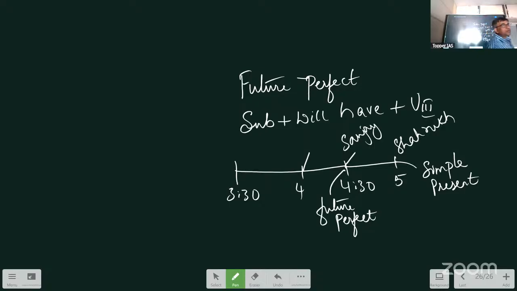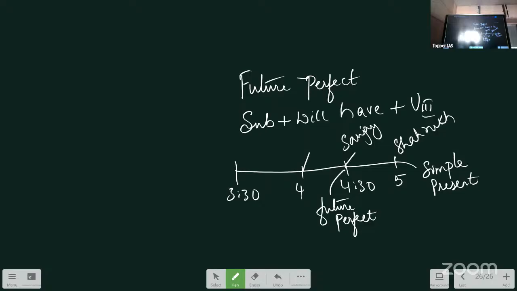I will have got my results by July. I will write my exam in June, but now it is still March. I will write my exam in June. I will have got my results by August. That means future perfect: by August the results will have come. I will write my exam in June is simple future. I will have got the result by August.